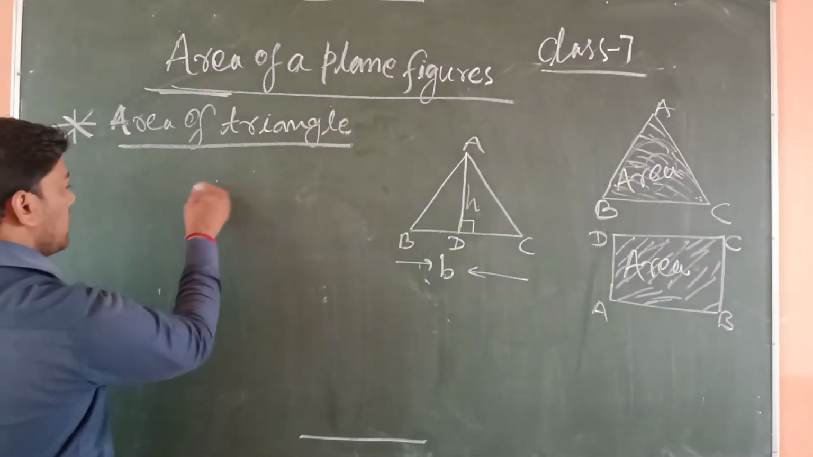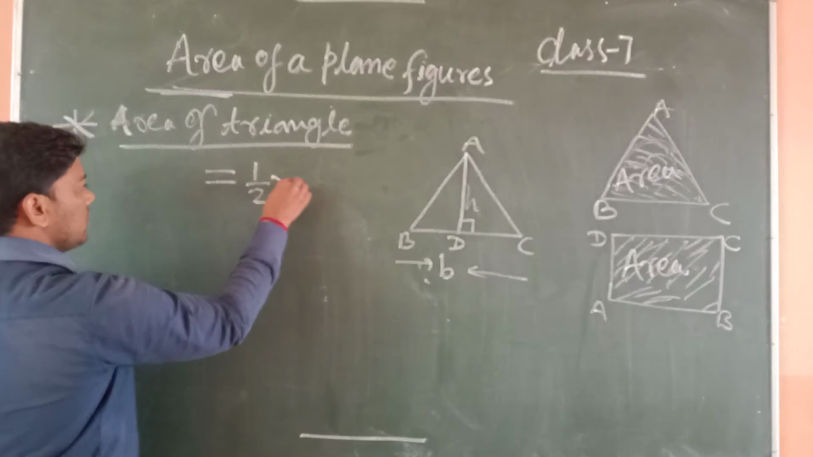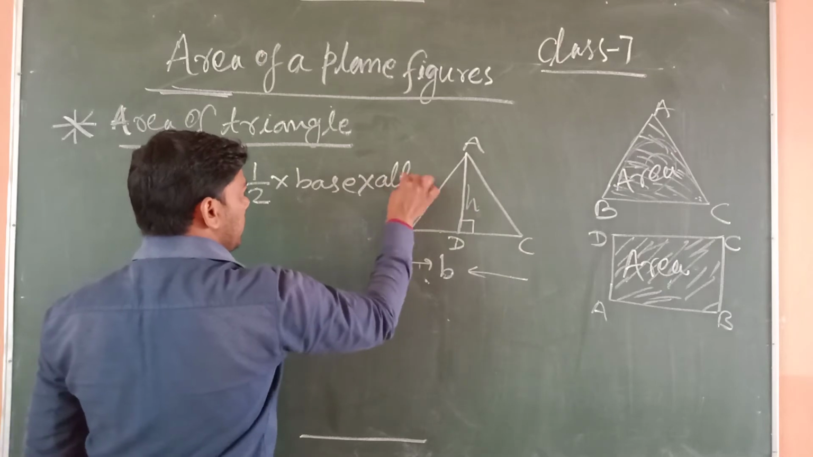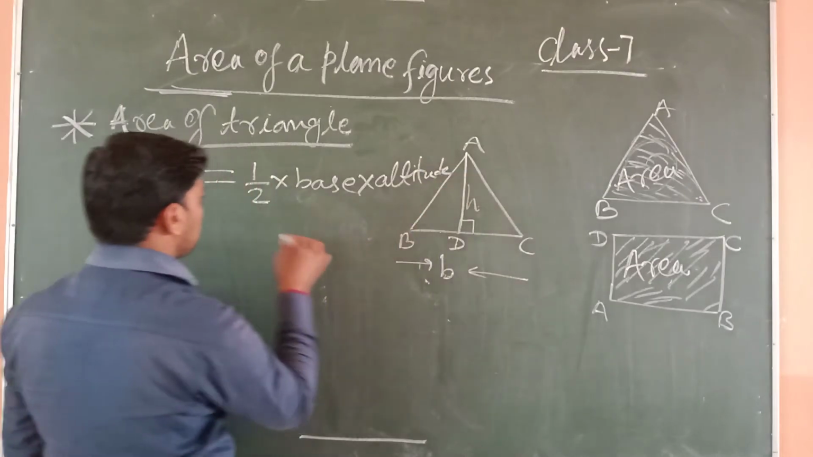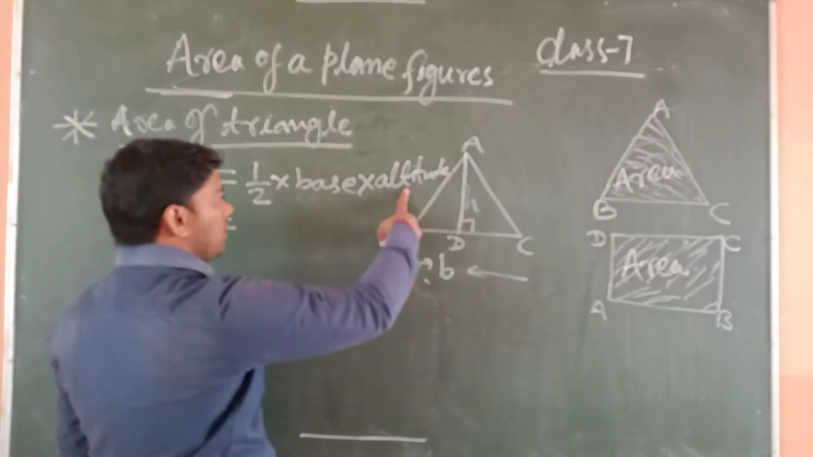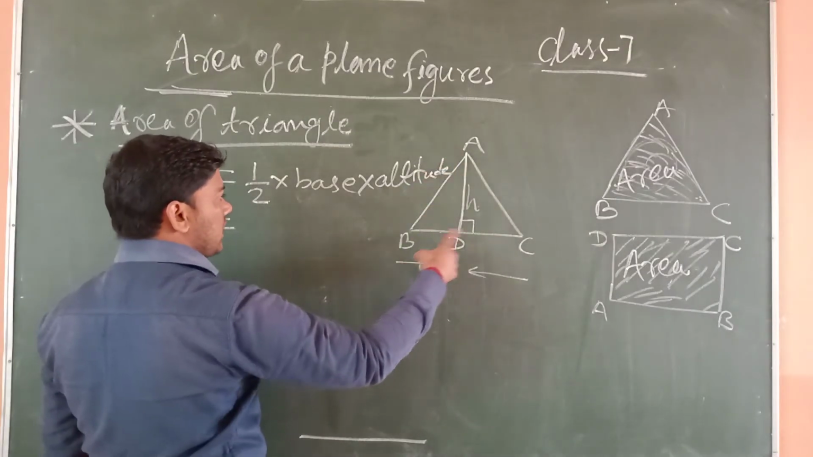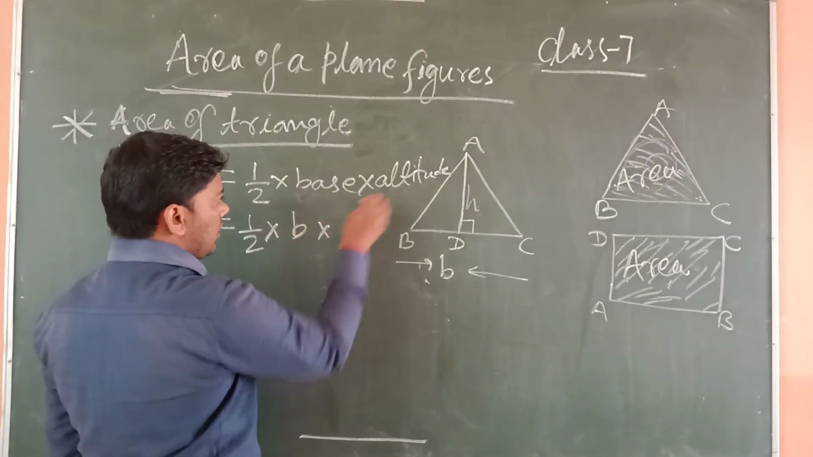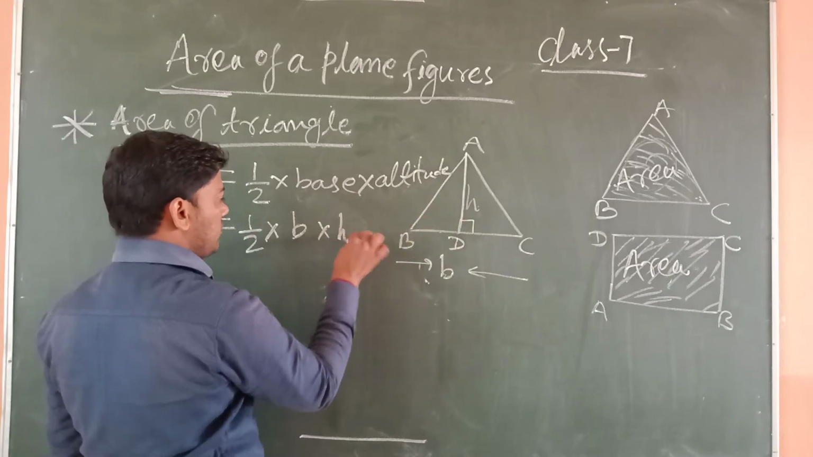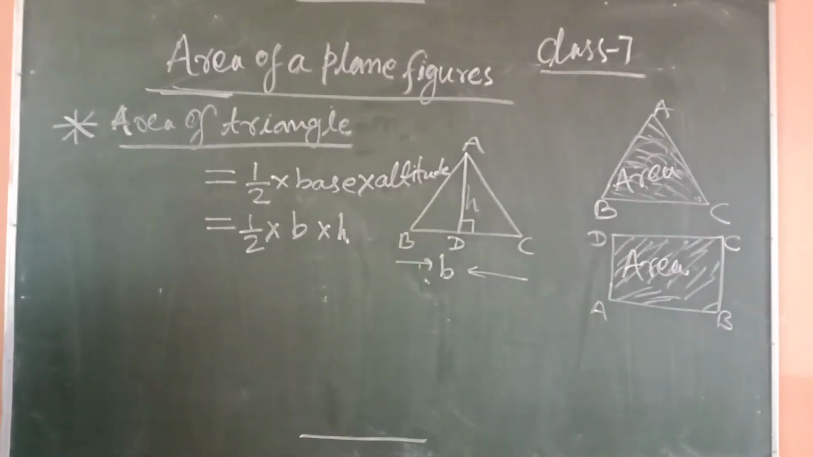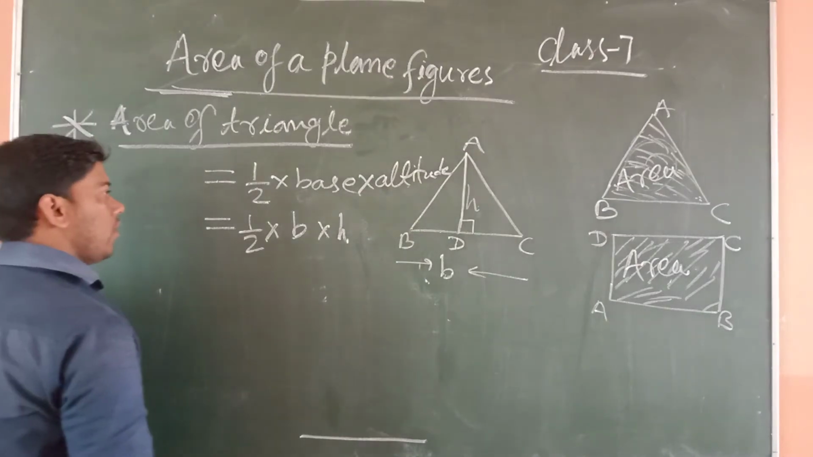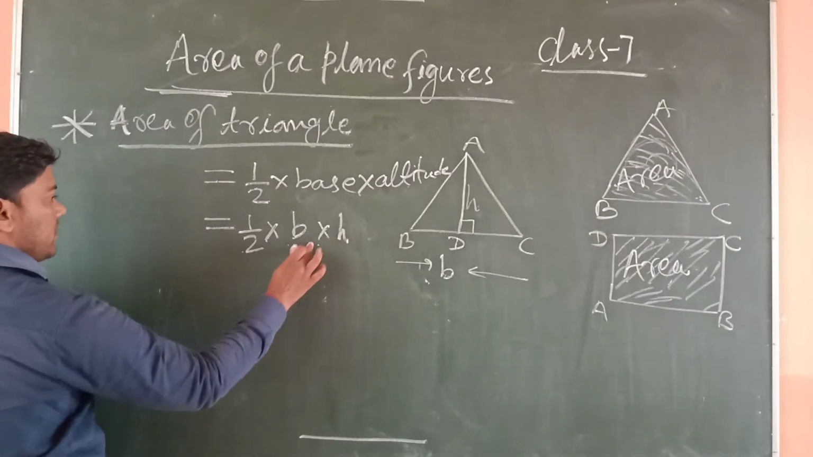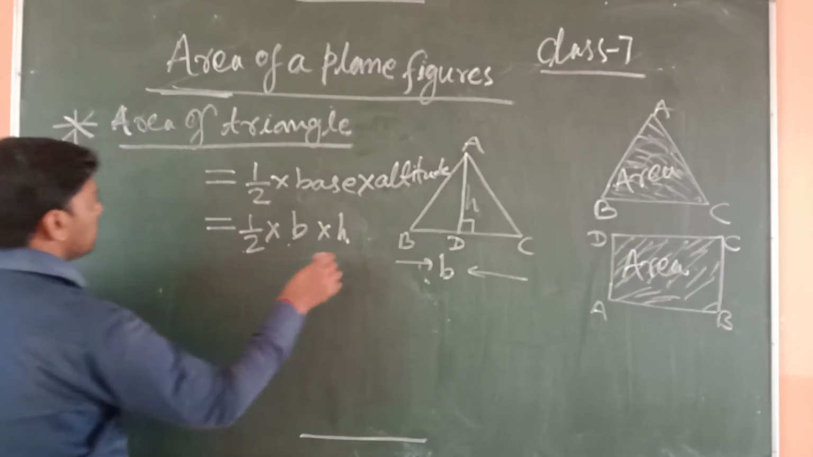The area of a triangle is 1 by 2 into base into altitude. Altitude is a perpendicular from a vertex to a side: 1 upon 2 base B, altitude H. Altitude, perpendicular, and height are all synonyms. One by two base into height is the area of a triangle.